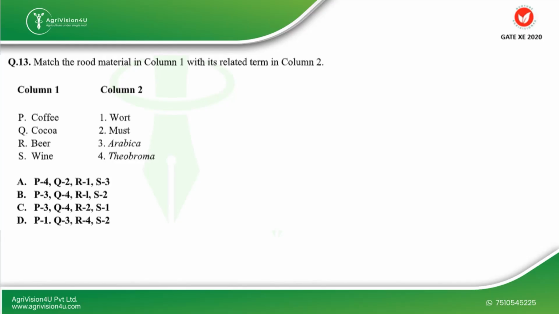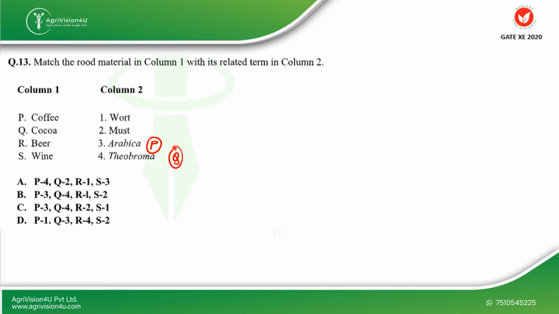Question 13. Match the raw material in column 1 with its related term in column 2. So coffee. Coffee beans are primarily Arabica beans, which are a type of coffee plant. So P is 3. Cocoa. Cocoa beans are the seeds of the Theobroma tree, which is a source of chocolate.